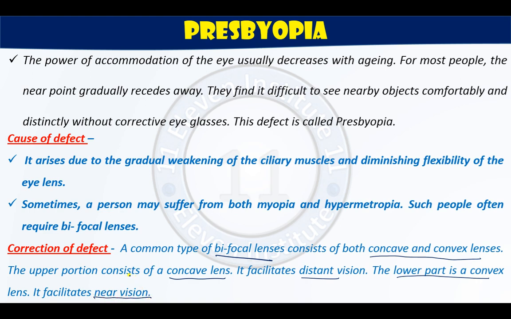near vision. We have glasses like this. So the upper portion is concave, lower portion is convex. This upper portion is used to see the distant objects, the lower portion is used to see the nearby objects. So this is about presbyopia. Generally occurs with aging.